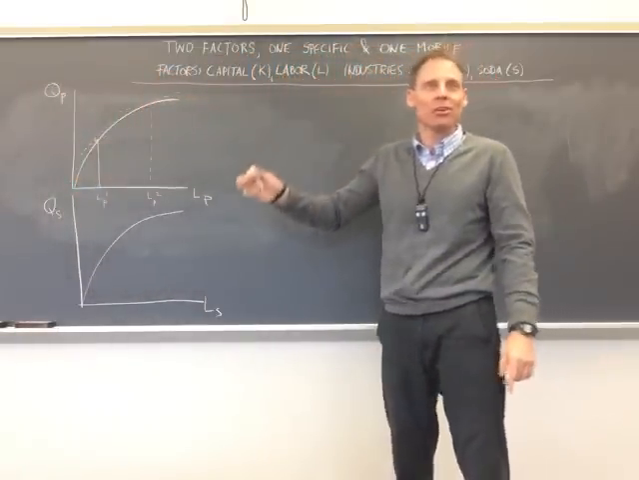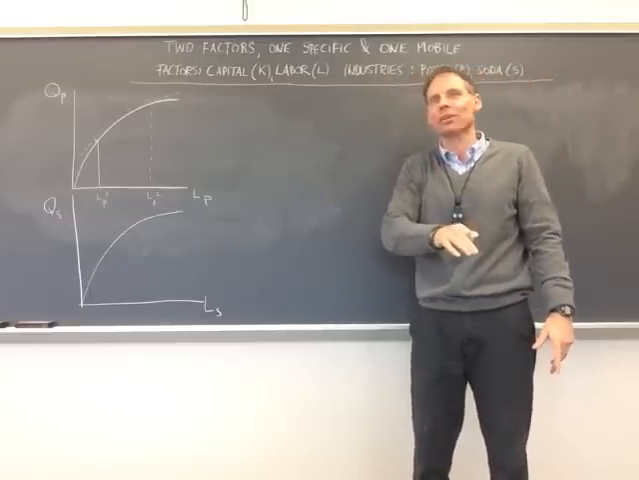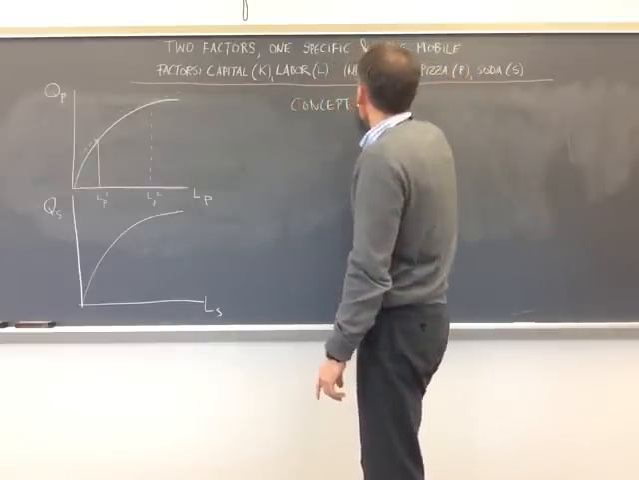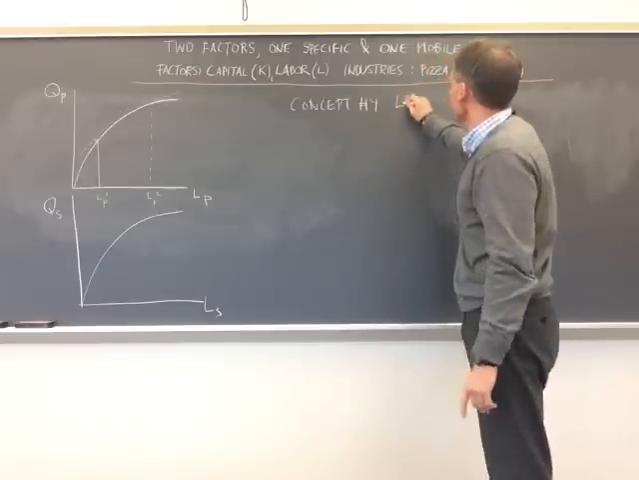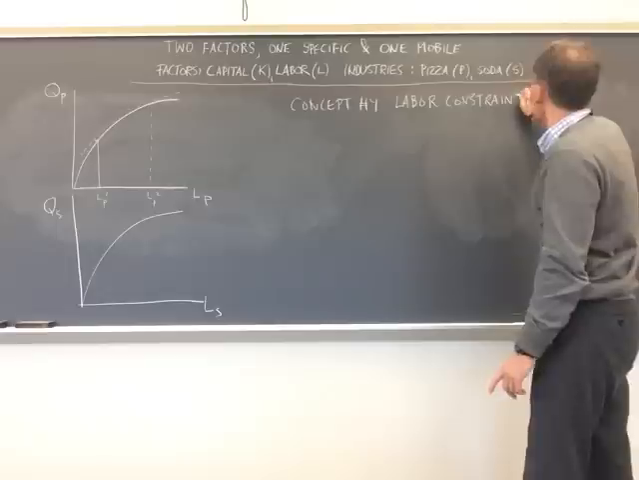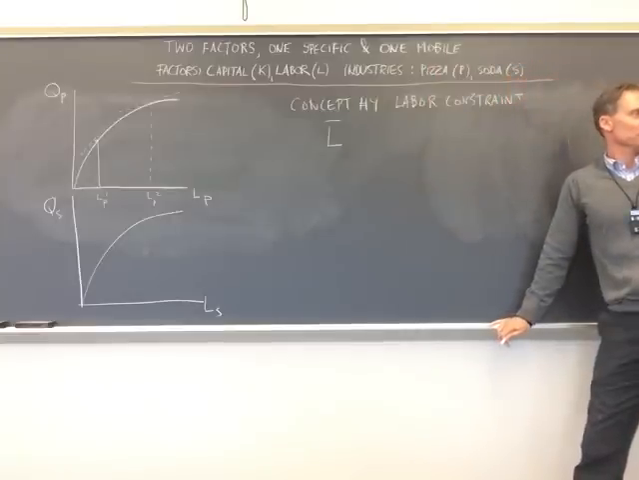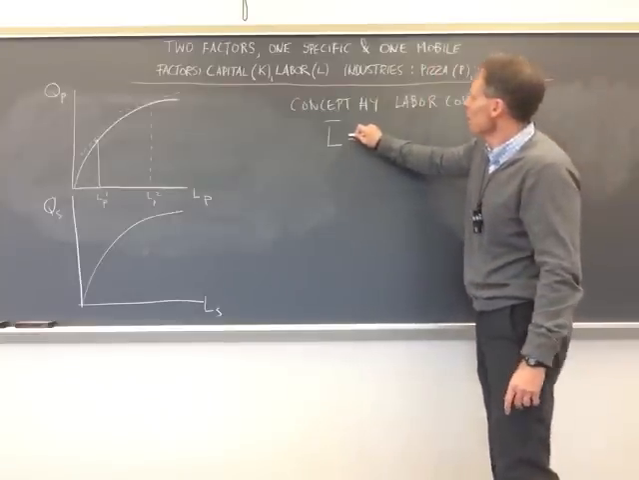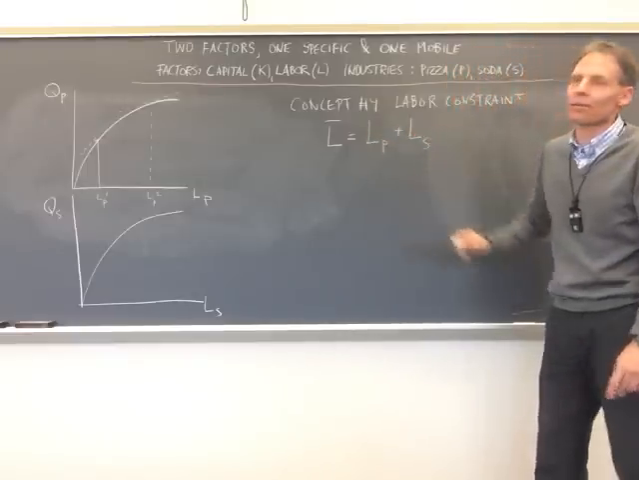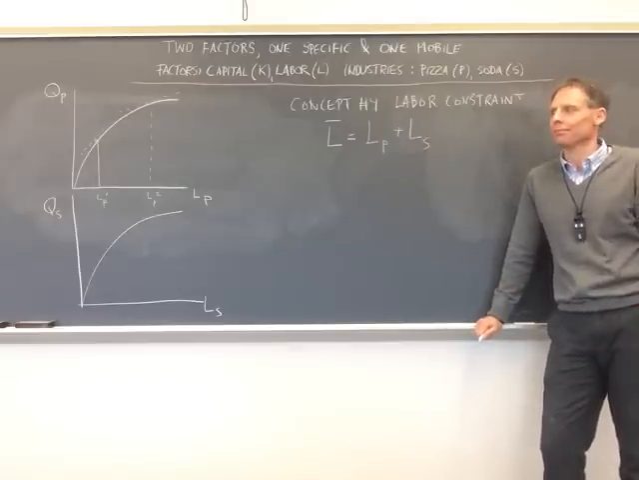So obviously a worker cannot work in the pizza industry at the same time as he or she is working in the soda industry. So what we have now is concept number 4, which is all about a labor constraint. So whatever the fixed amount of labor we have in this economy, they will either be in the pizza industry or they will be in the soda industry. But a particular worker cannot be in both industries at the same time.